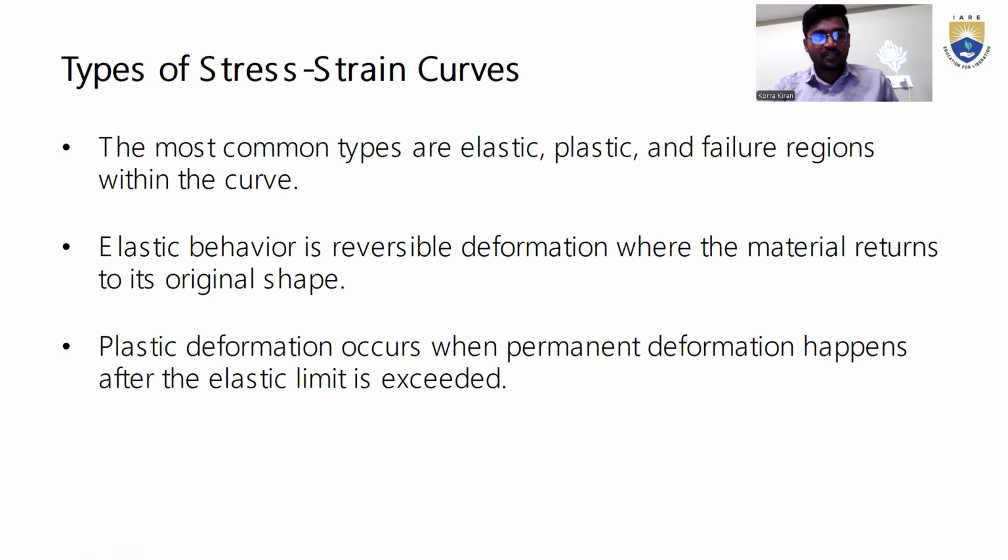And plastic deformation occurs when permanent deformation happens after the elastic limit is exceeded. Plastic is nothing but it can't regain its original shape, so we call it plastic. And another name for this deformation is permanent deformation.